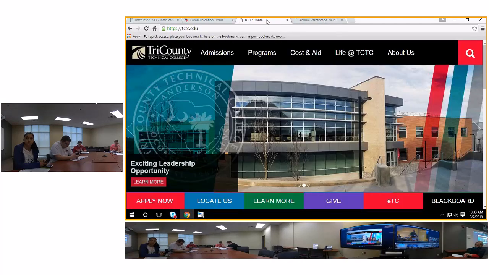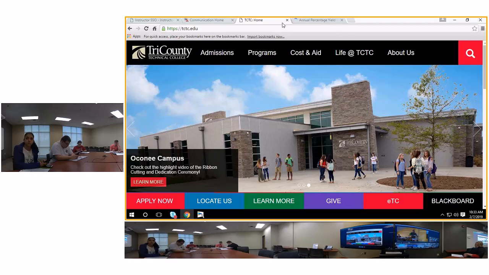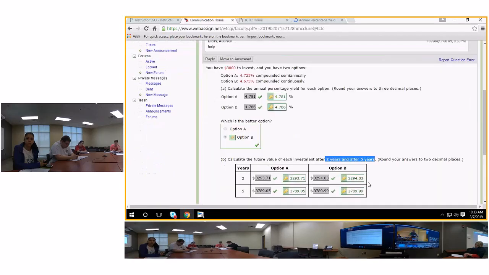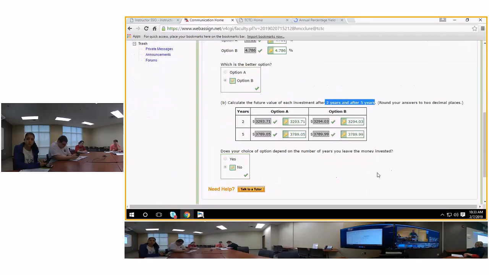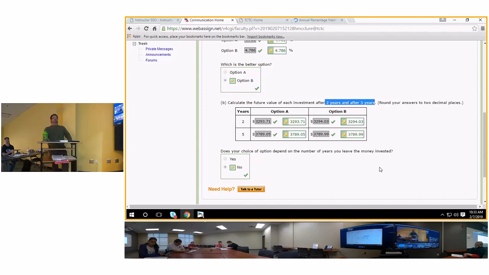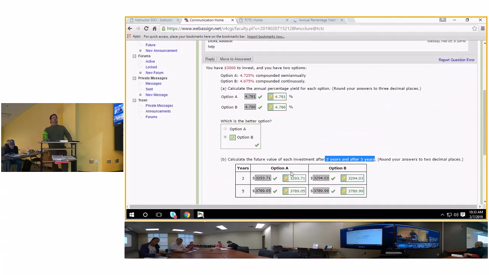Where's the question? Did it disappear again? There it is. See if y'all's numbers came out to be the right numbers. Looks like it. Okay, and this one right here, that's how you got that 1 plus R over N raised to the N power minus 1. That's how you get those two numbers.